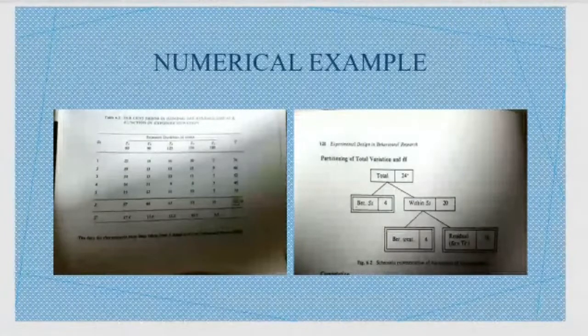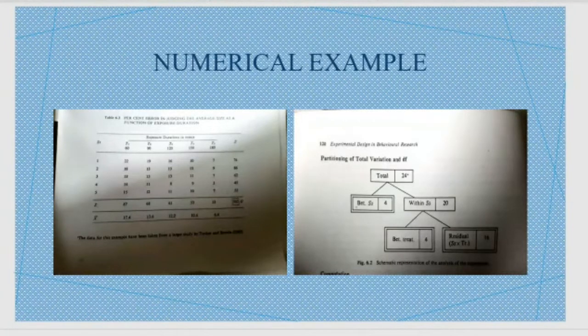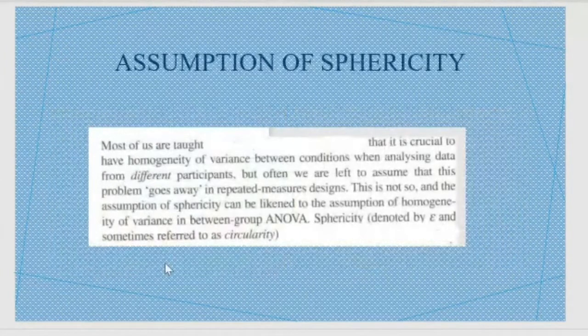Repeated measure ANOVA is also a parametric test, so we have to check the assumption. Like in between group design, we say the assumption of homogeneity of variance means the two groups should have homogeneous variance. But in within group design, we are taking the same participants, the same individuals in all conditions, so they are homogeneous. So we might think we don't need the assumption of homogeneity.